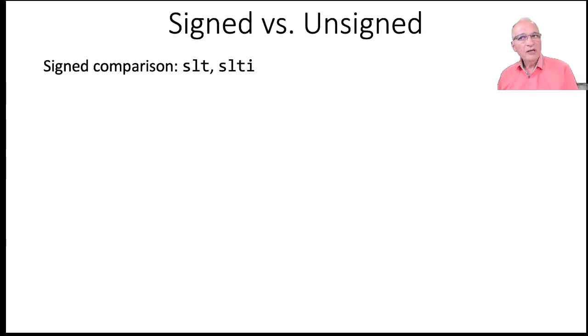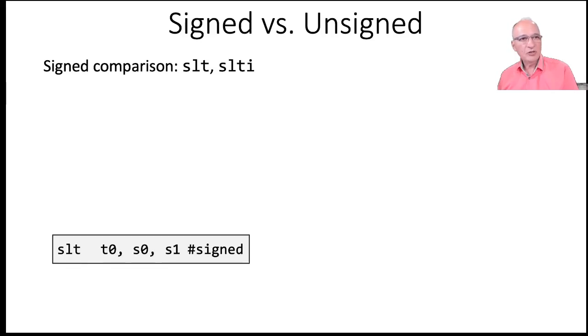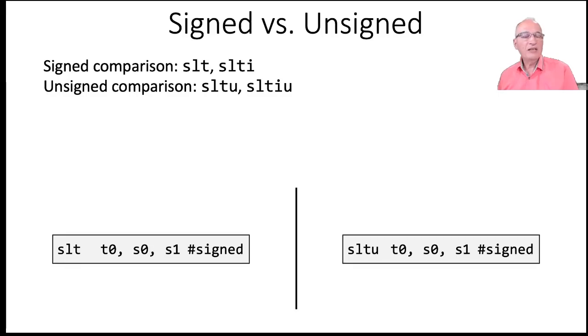We have set less than and set less than immediate that are the signed versions of these instructions. So if I have the instruction set less than T0, S0, S1, what is going to happen is that T0 will be equal 1 if S0 is less than S1. But there are also unsigned versions of these instructions. So for example, I have a set less than unsigned, the unsigned version of that instruction.